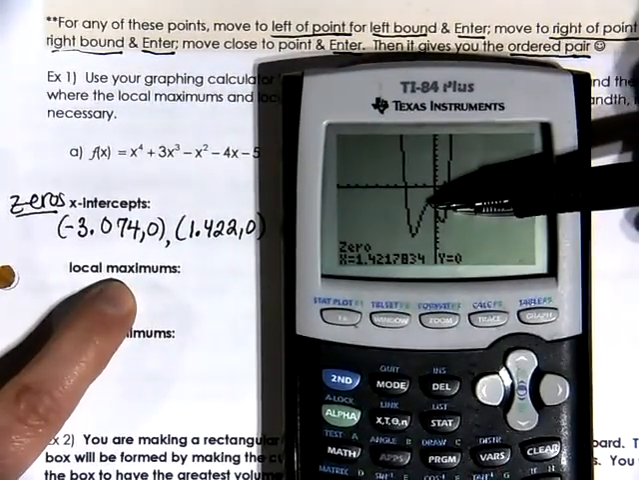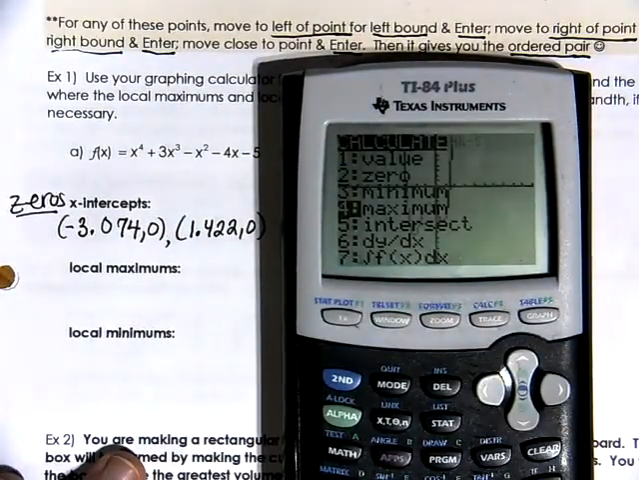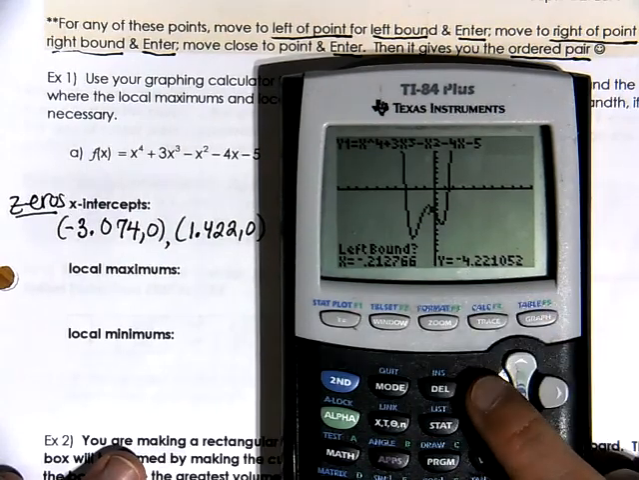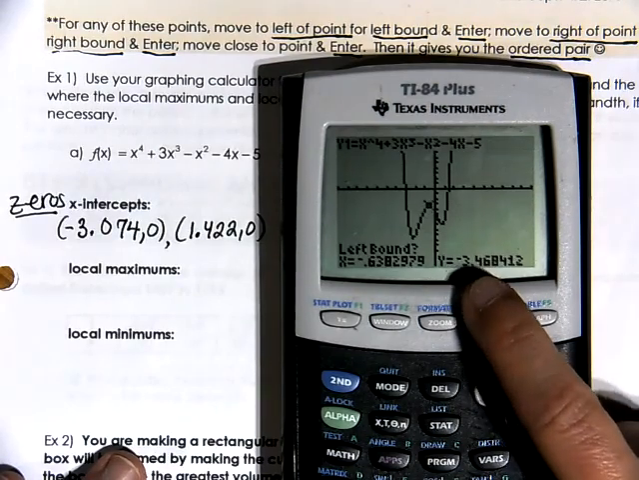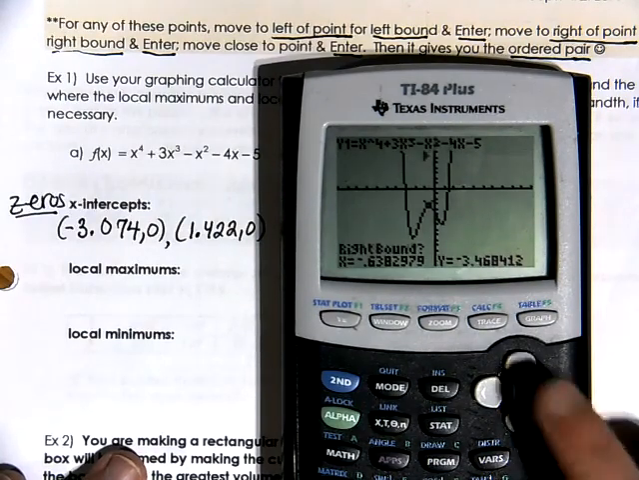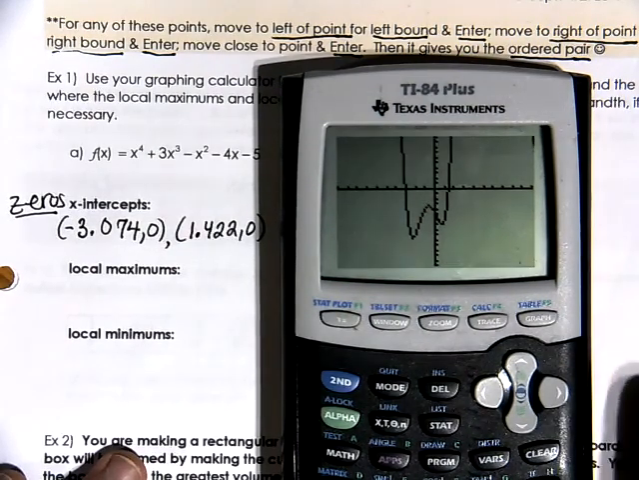Now we want to identify our local maximum. And in this problem, we have one local maximum. So I'm going to press second trace, and I'm going to go down to maximum. And I'm going to move my cursor until I get really, really close, and I'm going to analyze the y values. So I'm at negative 4.2, negative 3.67, negative 3.4, negative 6, or 3.64. So I'm going back down again. So it looks like negative 3.46. This value looks like it's the highest. So I'm going to press enter.